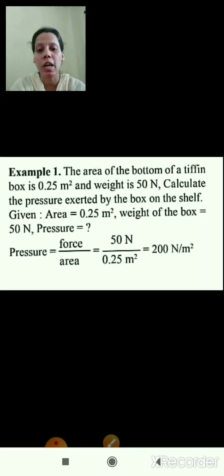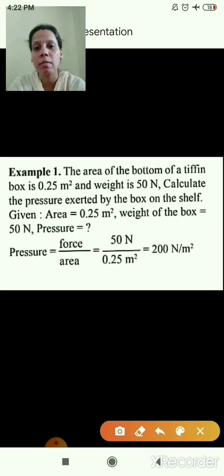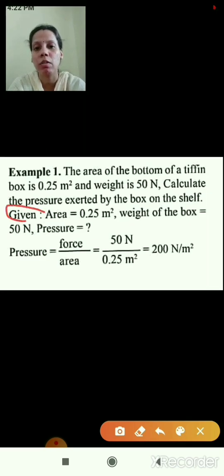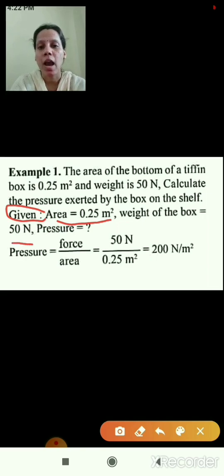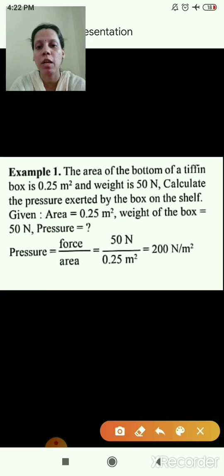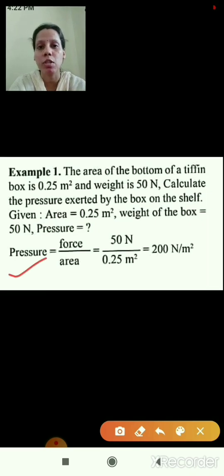So first we will write down the given. What is given here? Area is given, that is 0.25 meter square. So first we write area is equal to 0.25 meter square. Then weight of the box is given, that is 50 Newton, and pressure is to be calculated. Pressure is equal to force upon area, you will write down the formula.